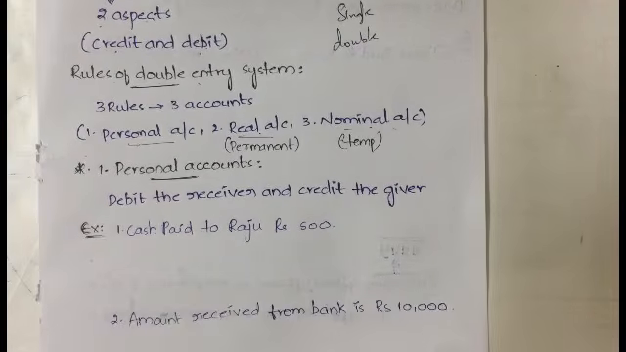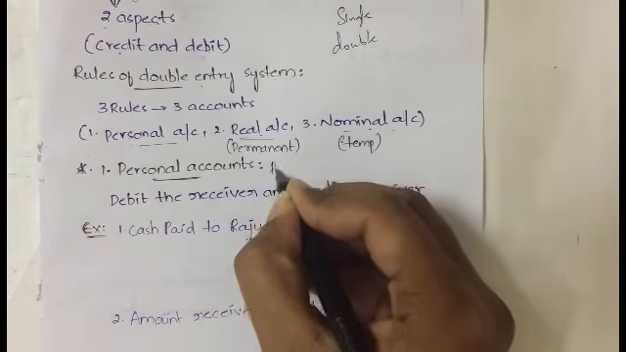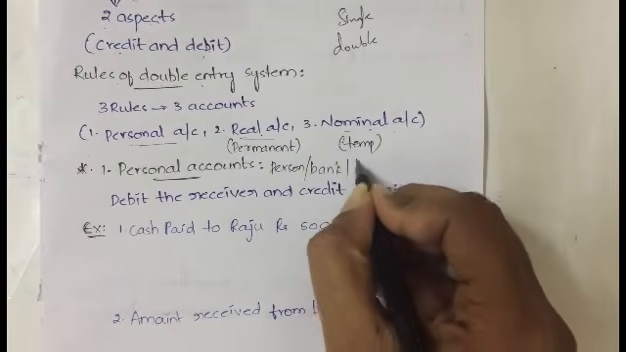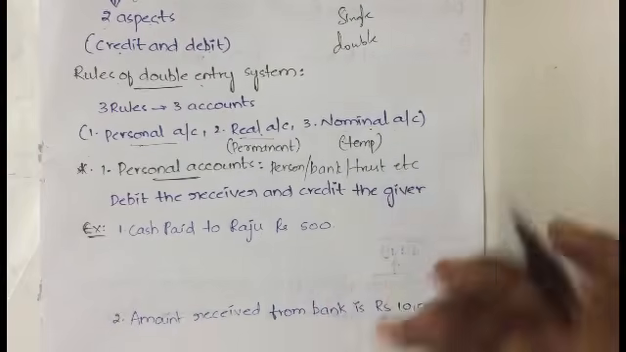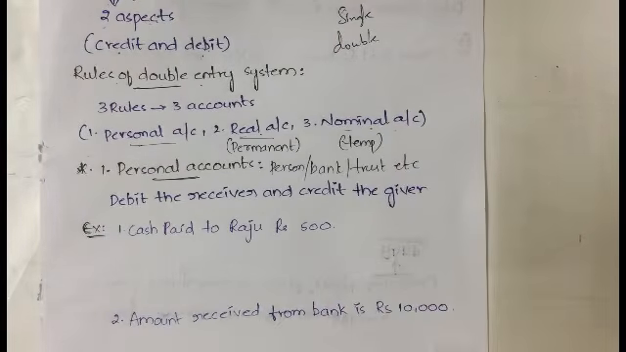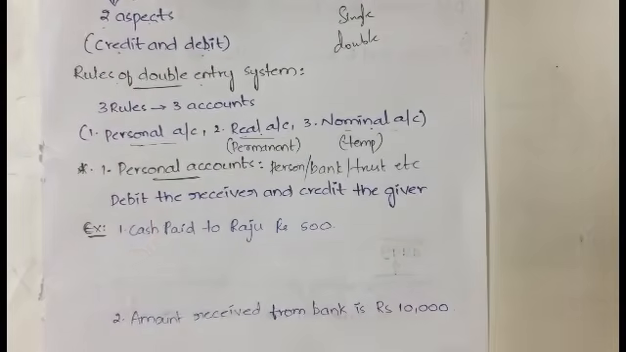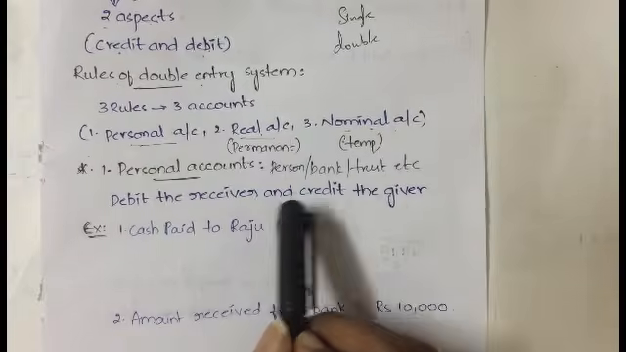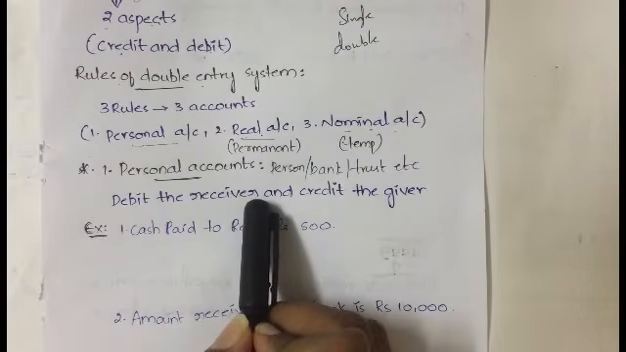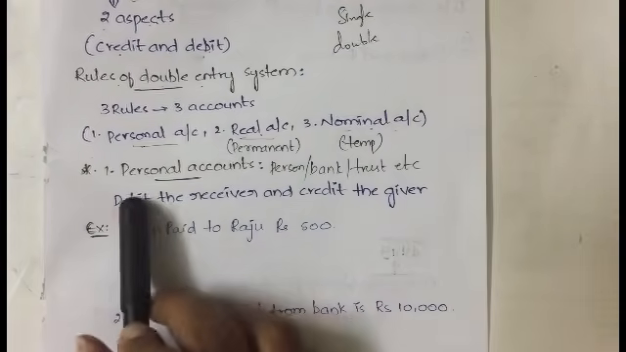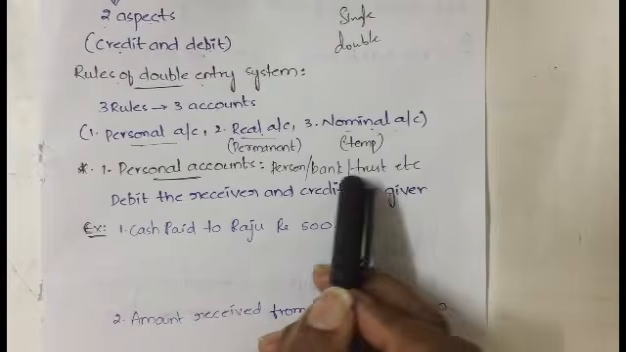What do we mean by personal account? A personal account is an account which is related to a single person, or a bank or any trust, which belongs to them, or to us, which we use for our personal things. Under this personal account, the rule is: debit the receiver and credit the giver. Whoever is getting the money is the receiver, so the receiver's account should be debited and the giver's account should be credited.